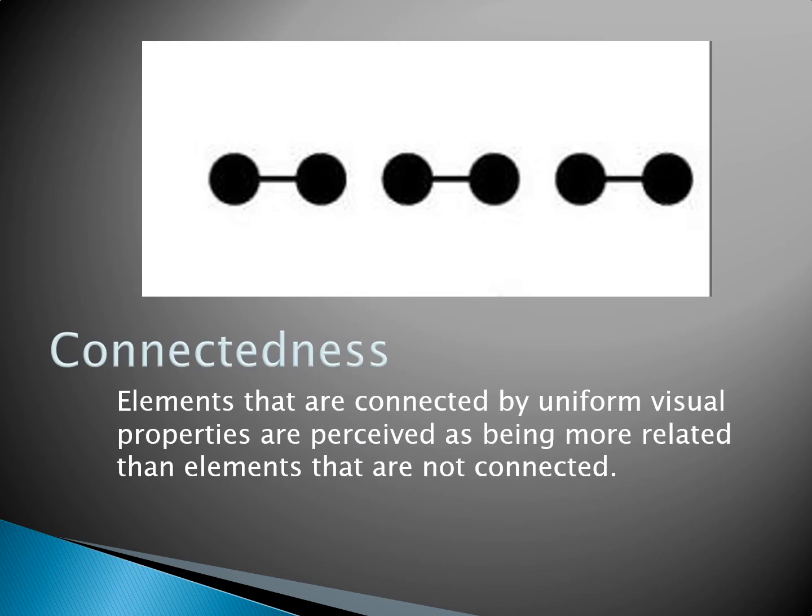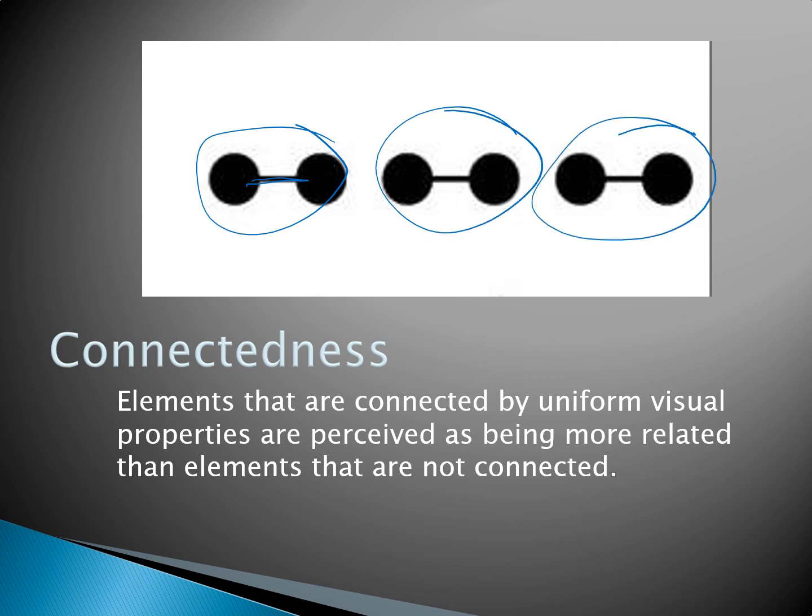The last one, connectedness. Elements that are connected by uniform visual properties are perceived as being more related than elements that are not connected. So you have 6 black circles up here, but yet because they're connected by that little bar, we say these two are together, these two are together, and these two are together because of connectedness, right? They look kind of like dumbbells.